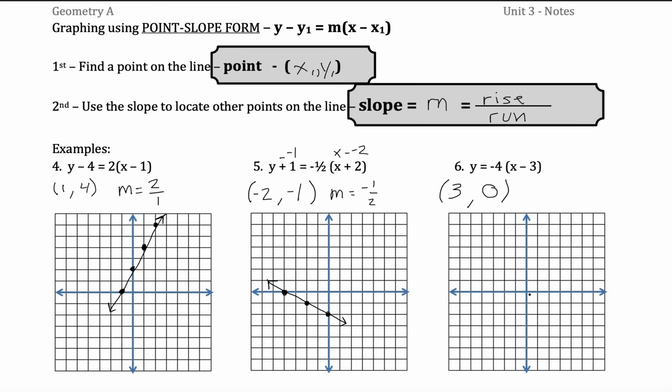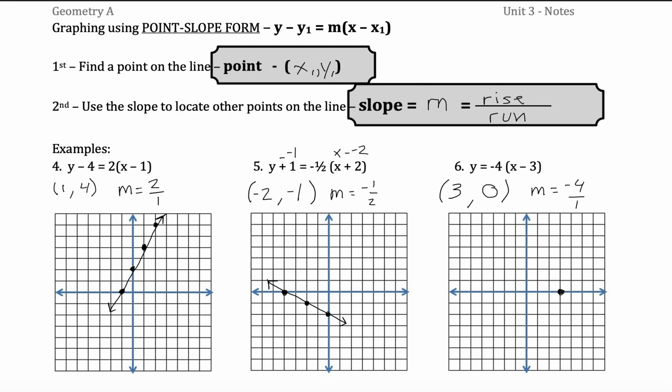So we go ahead and we graph 3, 0. So 1, 2, 3. We're not going up or down in any direction because our y value is 0. So we plot that point. Then we pull off our slope. So we have m equals negative 4, but that would be negative 4 over 1 because we need our rise over run.